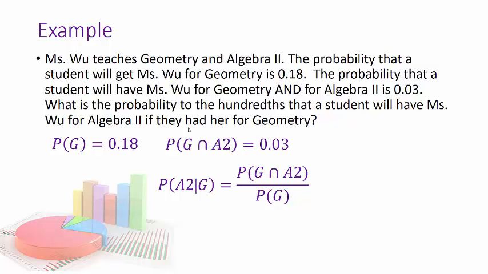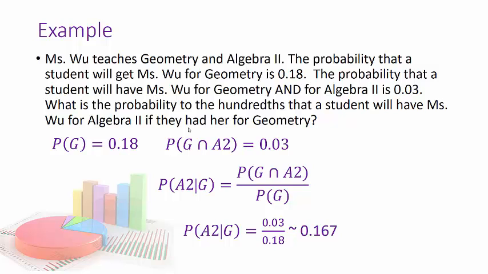This is the formula. It's on your math chart. And so what you want to do is look at the probability that both happen, divided by the probability of the one that you know happened, which is this one: 0.03 divided by 0.18, about 0.167.